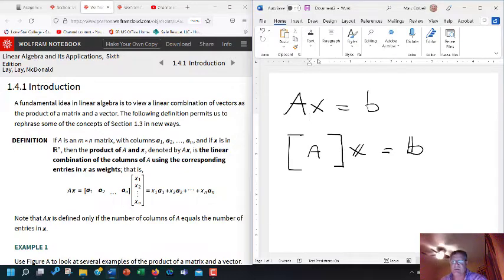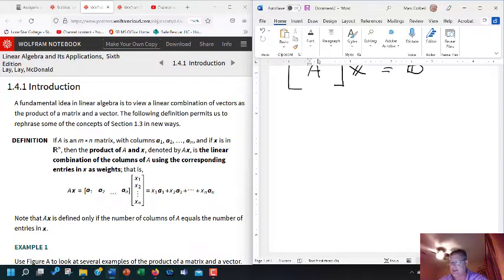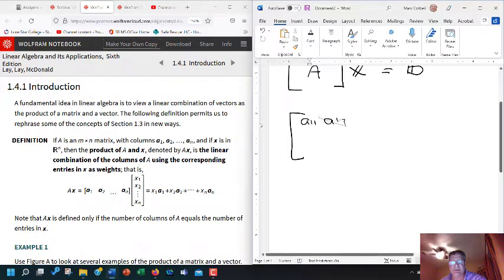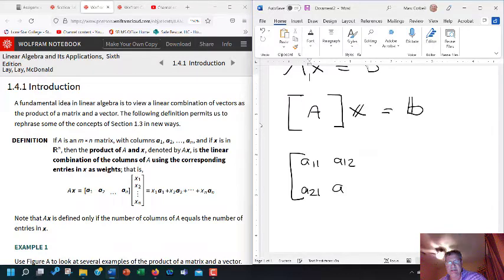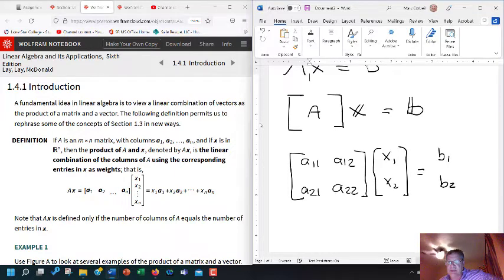So when we do that, we actually get something that looks like this: A will have components, maybe A11, A12, A21, A22. X will be a column vector. Say maybe X has X1 and X2 as representatives, and B is that column vector, so it'll be B1, B2, just to make sure we understand what's going on here.